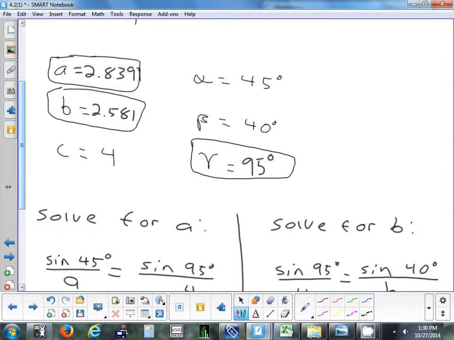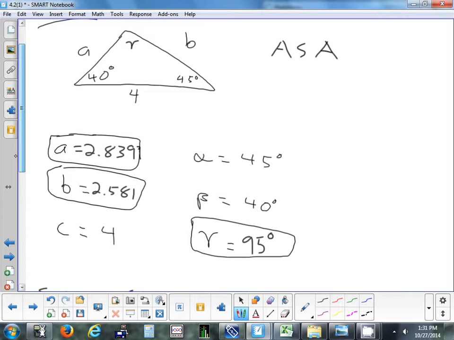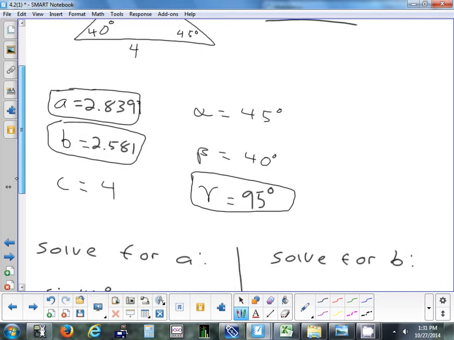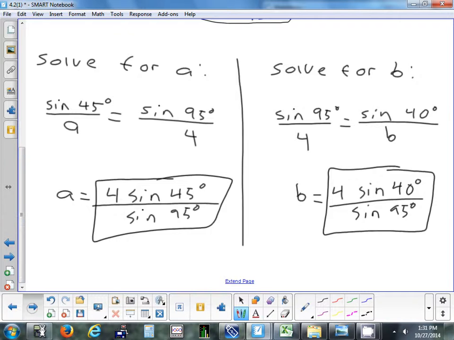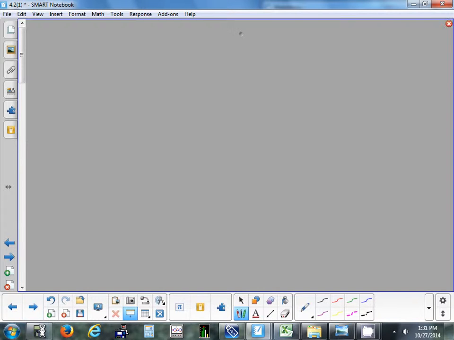Okay, let's check and see: smallest side with smallest angle. Let's check it all. 40 with the 2.5. Yep, that looks good. Alpha is just a little bit bigger than beta. So in this case, A should be just a little bit bigger than B. And it is, just a little bit bigger. Any questions on angle, side angle? That's the second time. Nice. Let's move on to our third and final type.